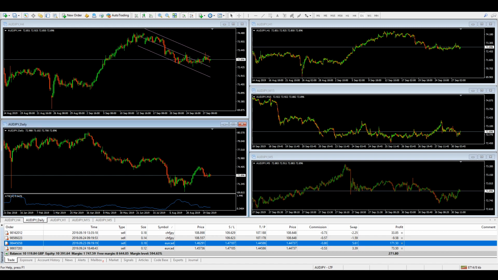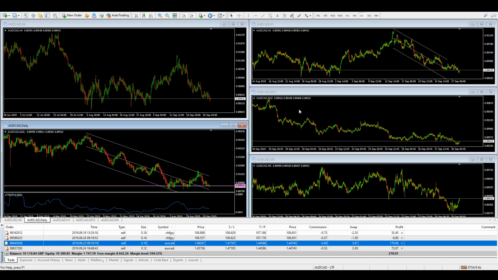Let's just have a look at what we've got going on at the moment. I've got positions on two separate currency pairs, EURAUD and CHFJPY. Those are currently in profit at the moment. We'll come to those a bit later, but as usual, let's run through the market and see what opportunities are currently available.